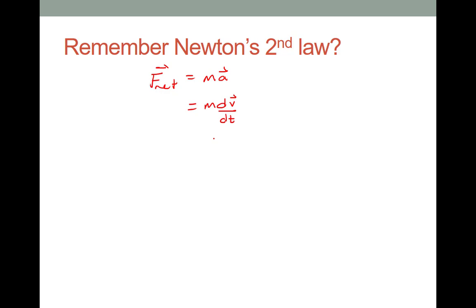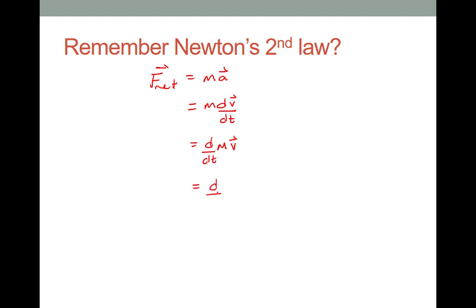And now I'm going to make an assumption that I can move the d by dt to the other side of the m. That means that the mass had to be constant in order to move in and out of the derivative.